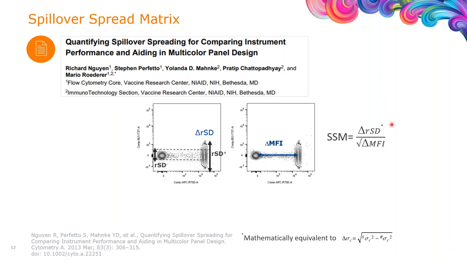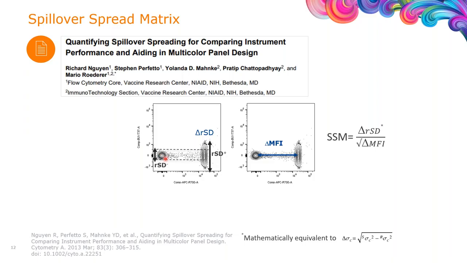So before getting into the formula, let's just talk about mathematically what is spread. We talk about the difference between the negative and the positive population. The negative population will have a certain amount of background into this detector, and we can calculate that as a RSD into BUV737. And that's usually a function of electronics, of sensitivity. That's kind of noise, right?